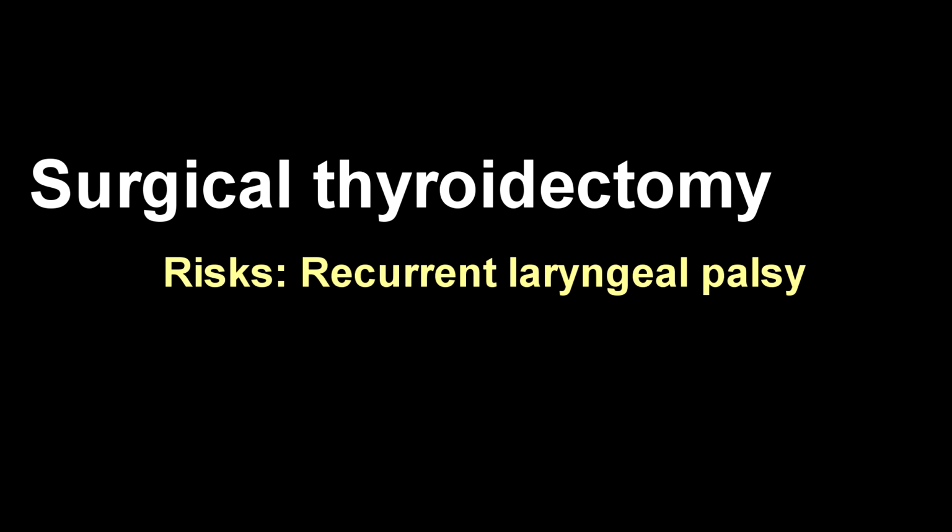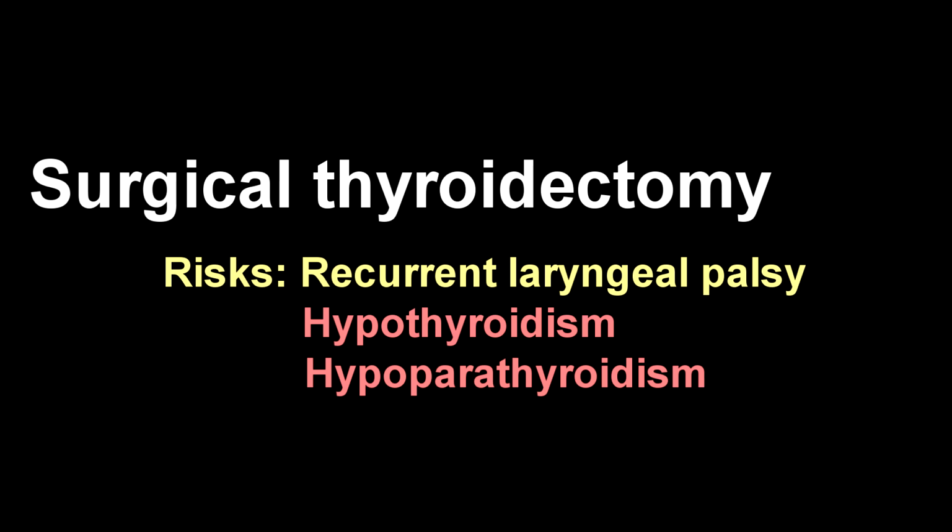but this also has some risks, and if you think about where the thyroid gland is, you can cause damage to the nerve, so you can get recurrent laryngeal palsy. You can have an opposite effect, so from hyperthyroid you can make the patient hypothyroid, but then they can take replacement for life. Or you can get hypoparathyroidism because the parathyroid glands are so closely related to the thyroid gland.